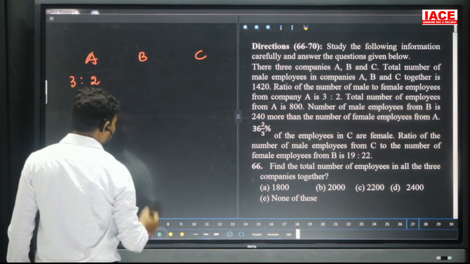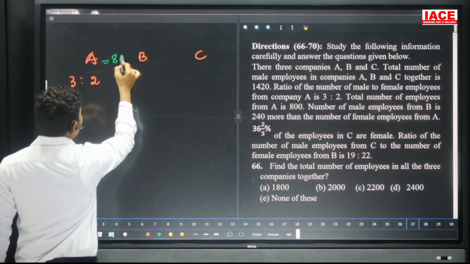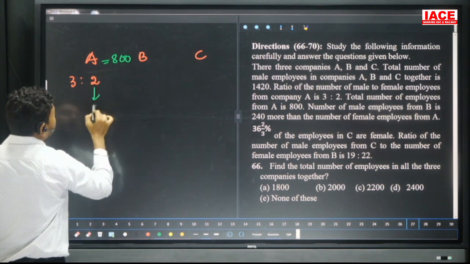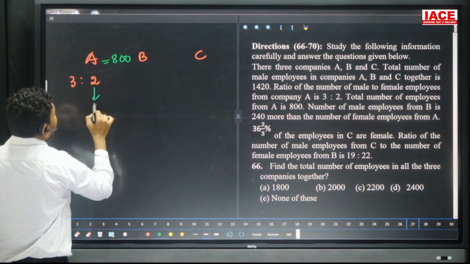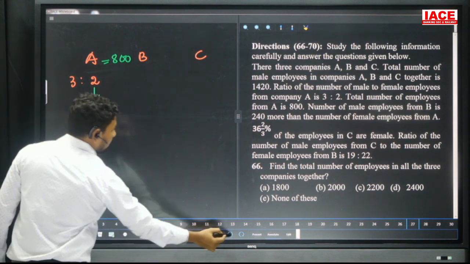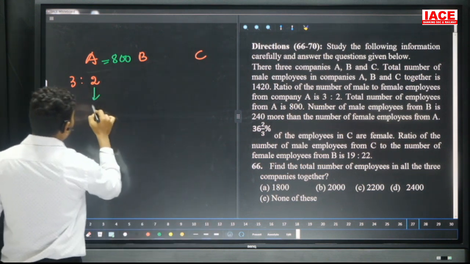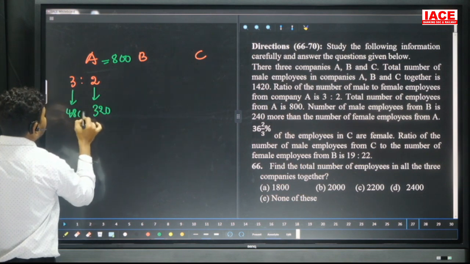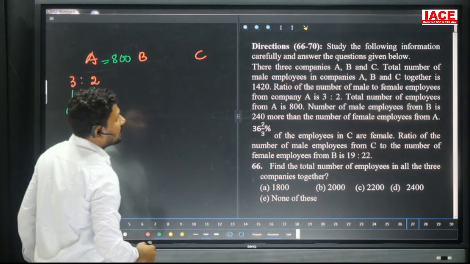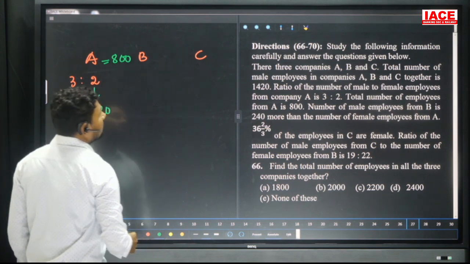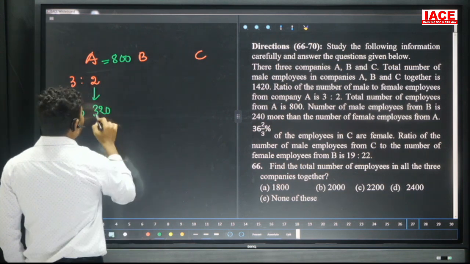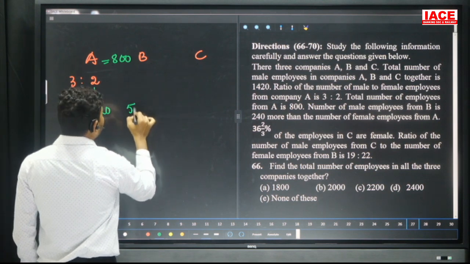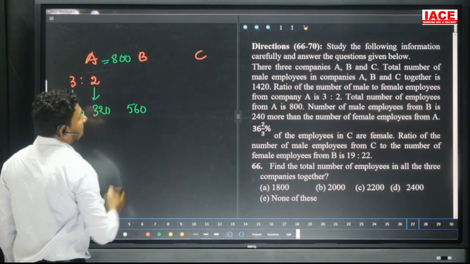The total employees in A is 800. Then 800 distributed in the ratio 3:2. 5 parts is equal to 800. 1 part is equal to 160. So it is 320 and it is 480. 480 plus 320, total value is 800. And next, number of male employees from B is 240 more than the number of female employees from A. 240 plus 320, which is equal to 560. This is the male employees from B.